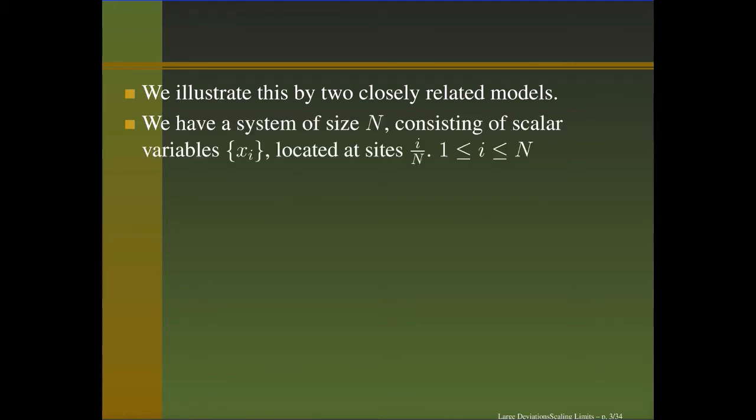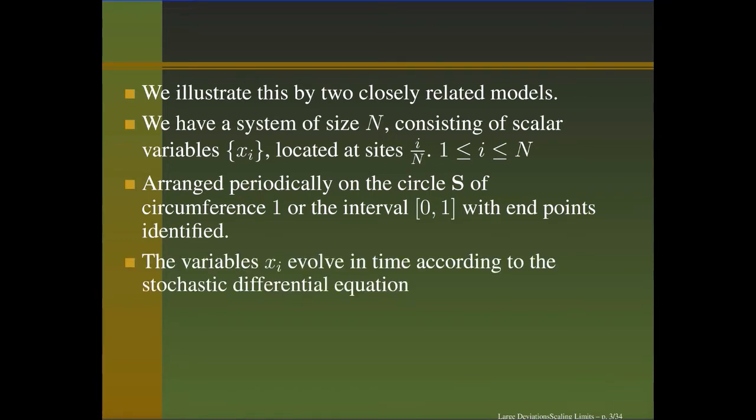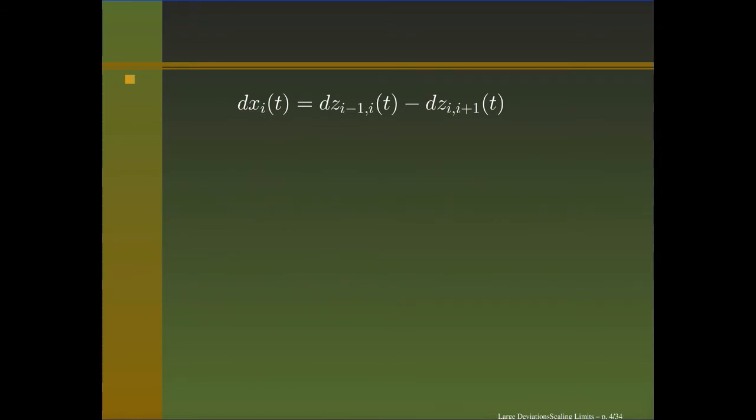In both models, we have a system of size capital N that consists of scalar variables xi, which are located at sites i over N, equally spaced on the periodic unit interval, or the circle with unit circumference. The variables evolve in time according to the stochastic differential equation. The first one just expresses the conservation law, telling you that xi changes only due to inputs and outputs from neighboring sites.